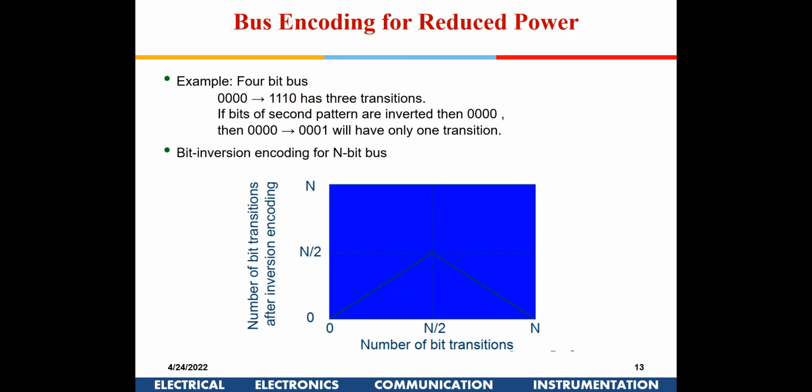So you will find there is a lot of activity happening on the bus. Now suppose I have some logic in which, in case there is more than 50% change, instead of sending this 1 1 1 0, I invert it and send 0 0 0 1. Then at the receiver end I invert it back again, so that I get back the original.